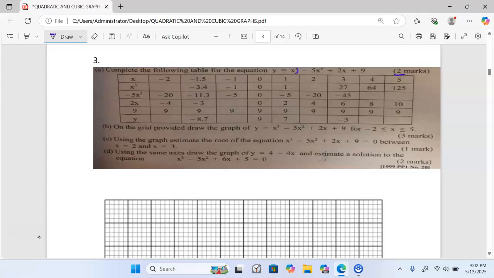Then we have x cubed here. We have minus 5x squared here. We have positive 2x here, and lastly we have 9. Remember, we are supposed to use the values of x to get the values of y, but since the table has been split, we can use individual components to compute the values in the table.